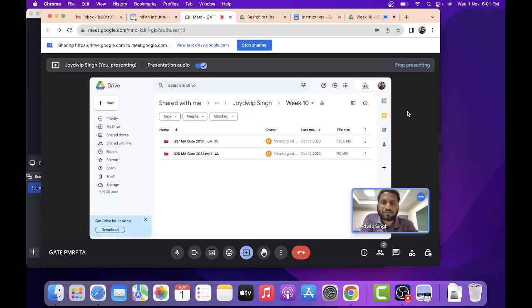Okay, so today we'll solve two questions from complex analysis. Question number 22 from GATE 2022 and question number 37 from GATE 2029. So let's start.